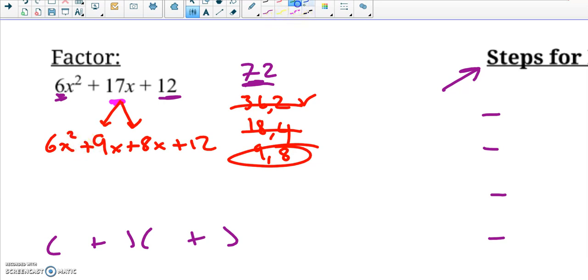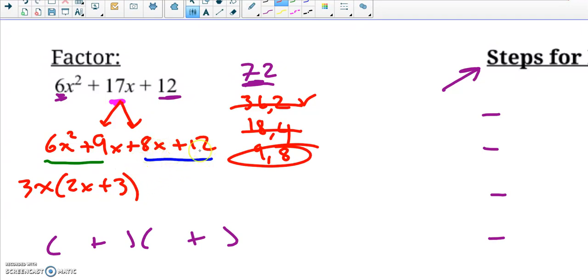Now I group together the first two terms, and I group together the second two terms, and I see if I can take something out of both of those. So if I have a 6x squared and a 9x, what can I take out of both of those? Well, they both have an x term, and they're both divisible by 3 as well, so I can factor out a 3x. I'm left with 2x and 3.